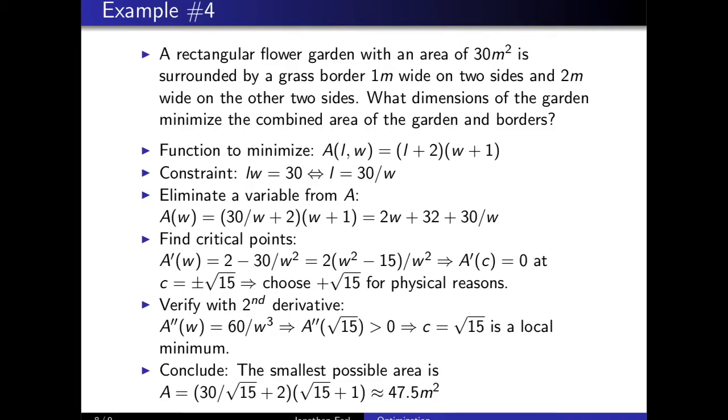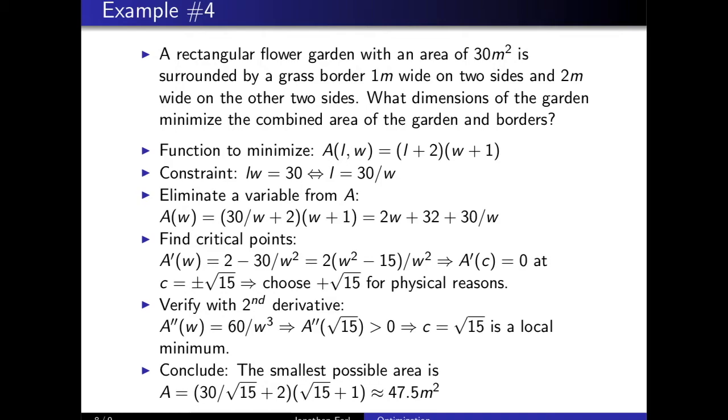So we'll now go ahead and find our critical points. We'll get 2 minus 30 divided by W squared, or after getting a common denominator, 2 times the quantity W squared minus 15, all divided by W squared. Now, when wanting to find critical points, one place where we'd get a critical point is at W equals 0. The derivative's not defined there, but we'll ignore that one because if W was 0, our length would be infinity, and for physical reasons, we'll ignore it.